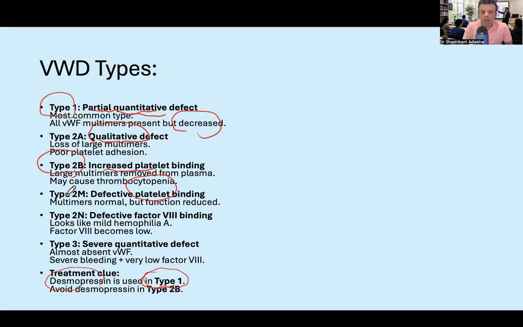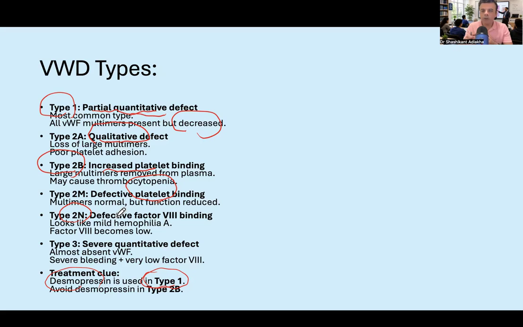to platelets. And coming to type 2N, which is quite peculiar, the platelet binding function is normal. So PT and bleeding time may not be affected. PT is normal, but APTT may be slightly raised, or even more raised, because it behaves like hemophilia. Here the defect is that it is not binding to factor 8. It is binding normally to the platelet.